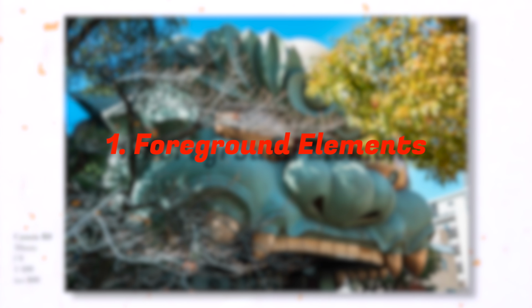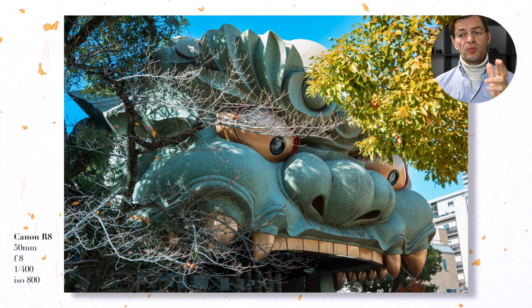First tip on the list, foreground elements. With this example here, you can see that by adding foreground elements to your composition, we'll add depth to the picture as well as incorporating elements to tell the story. In this case, branches and foliage, indicating that there is nature around the main subject.